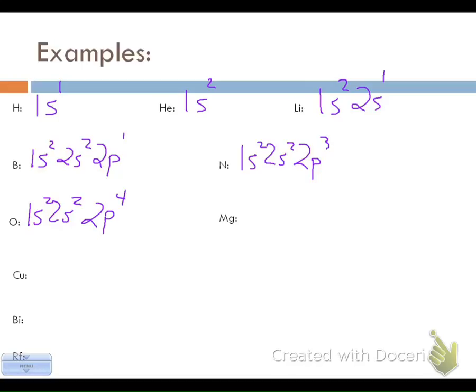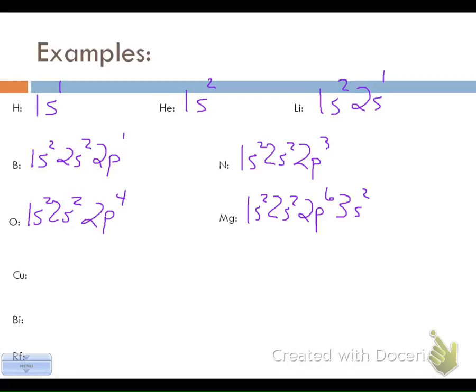And then for magnesium, we have 12 electrons, so 1s2, 2s2, 2p, and we're going to fill the 2p up completely. And that'll take us to 10 electrons, which is the same as neon. And I have 2 more left over, and they will fit nicely into the 3s subshell.